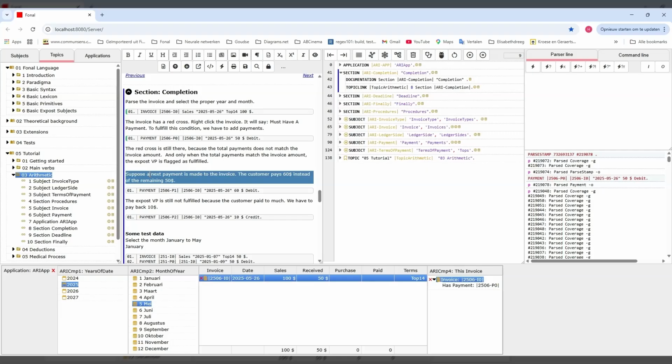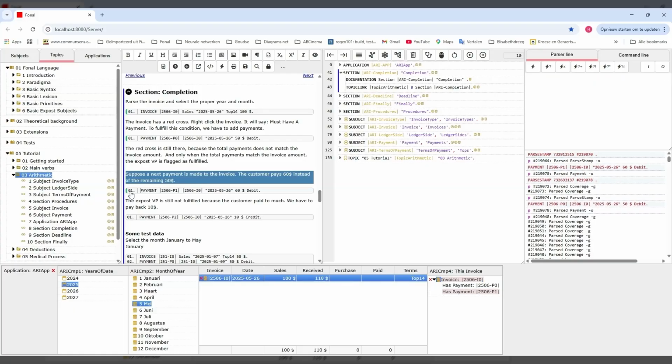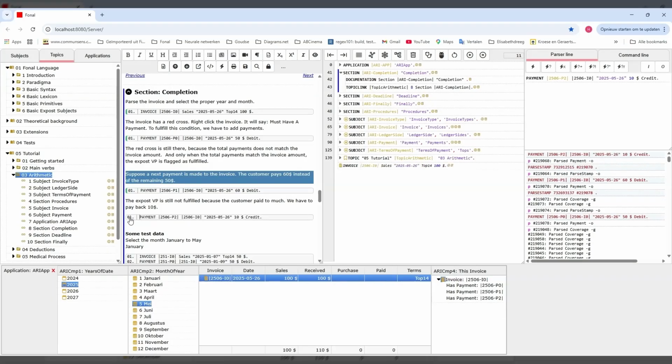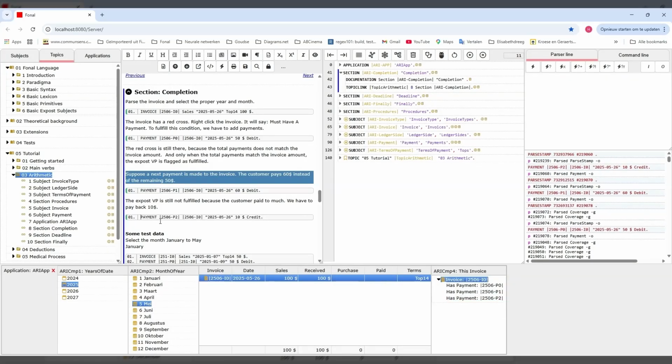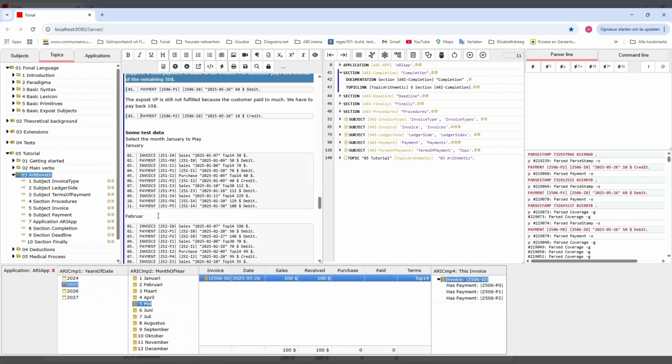Suppose a next payment is made to the invoice. The customer pays $60 instead of the remaining $50. The exposed VP is still not fulfilled because the customer paid too much. We have to pay back $10. Select the months January through May.